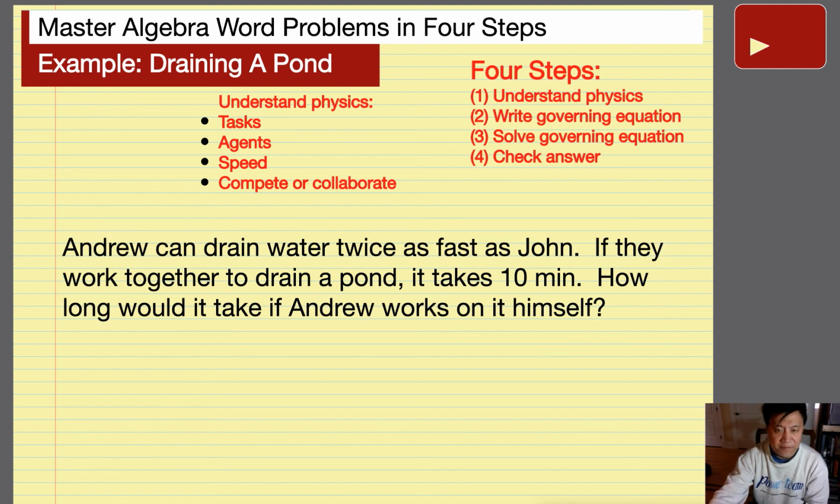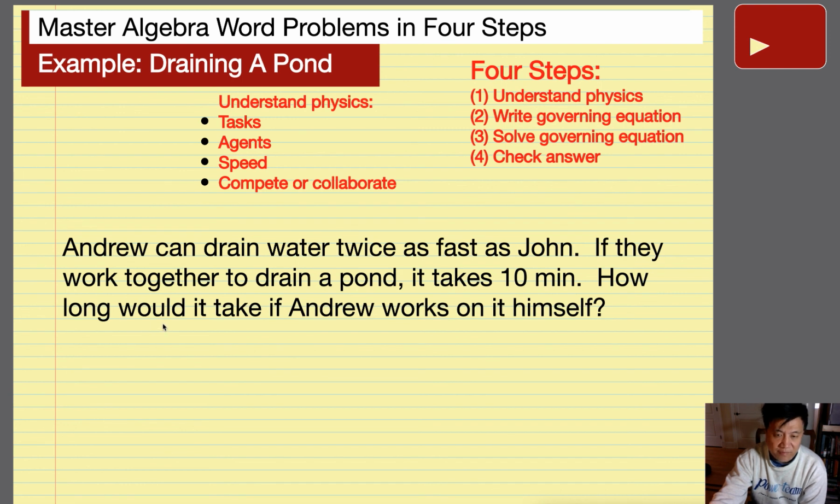Okay, let's look at how to solve this problem. First of all, the task here is to drain a pond, and there are two agents, Andrew and John. If they drain this together, they are collaborating. It's a funny thing: if people are running together, then they are competing, but if they're draining something together, they are collaborating.